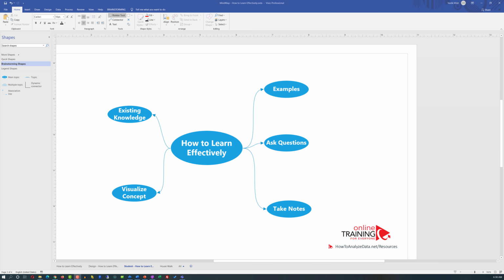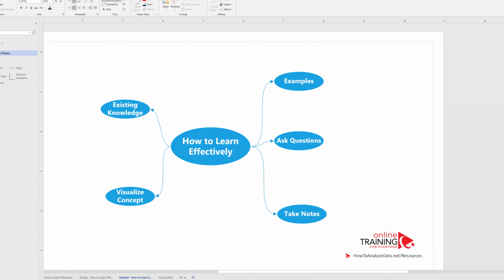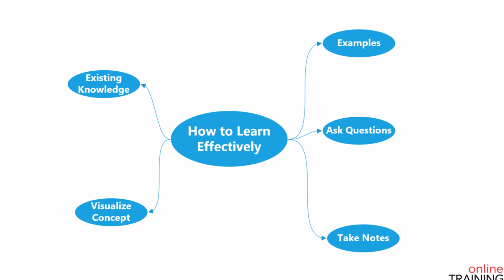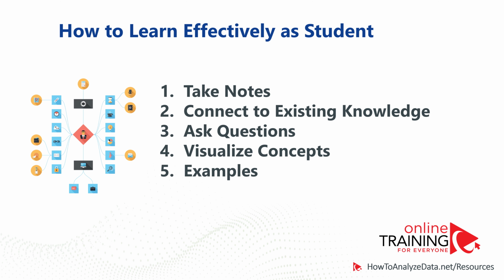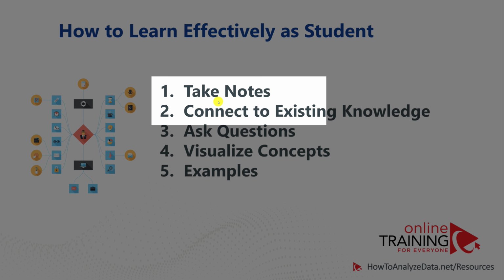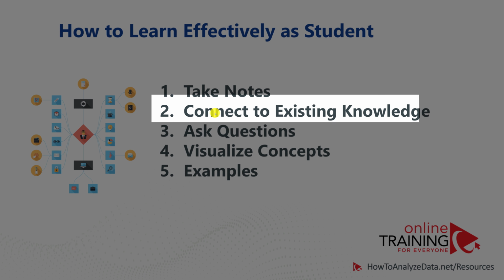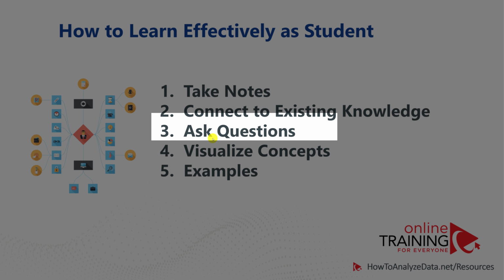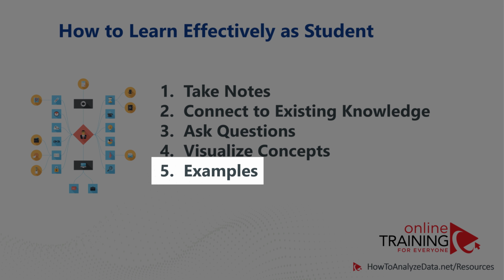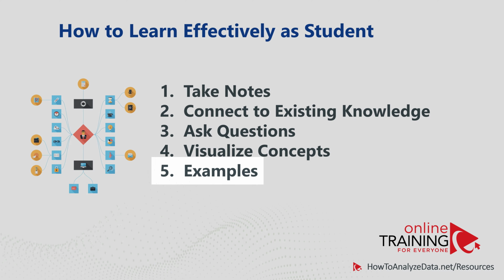One of the coolest things about mind map is that you can keep expanding the levels of it until you find all the answers or come to the solutions. For example, when you were doing initial brainstorming, you might have come up with 5 different ideas of how to learn more effectively as a student. You can take notes, you connect new information to existing knowledge, you can ask questions, you can visualize concepts, you can review and process the examples. Let's look at how can we take this information to the next level.